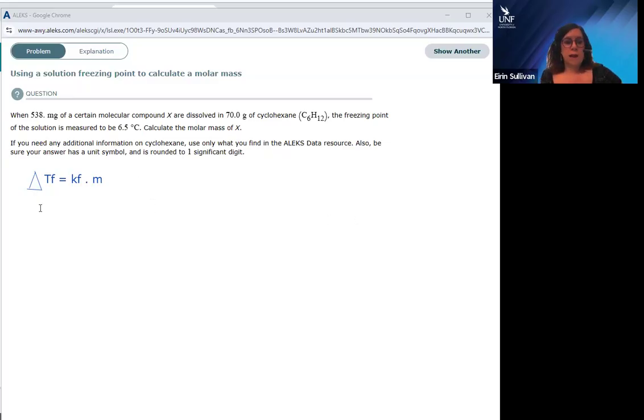So the delta Tf we're going to be able to calculate because we've been given the freezing point of the solution, and we're told the solvent is cyclohexane. So we are going to look up the freezing point of cyclohexane. Let's just put that down as a reminder. And we're going to need the molar freezing point depression constant of cyclohexane. These are all constants that can be looked up. So you're going to need to use your ALEKS data tab.